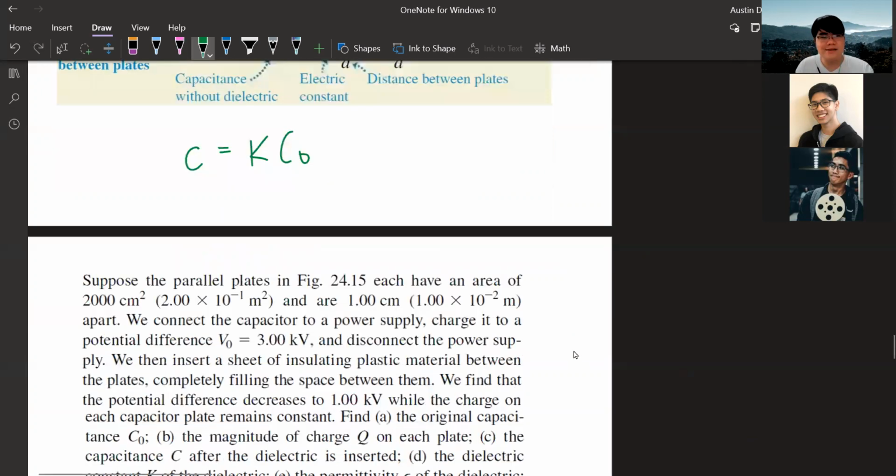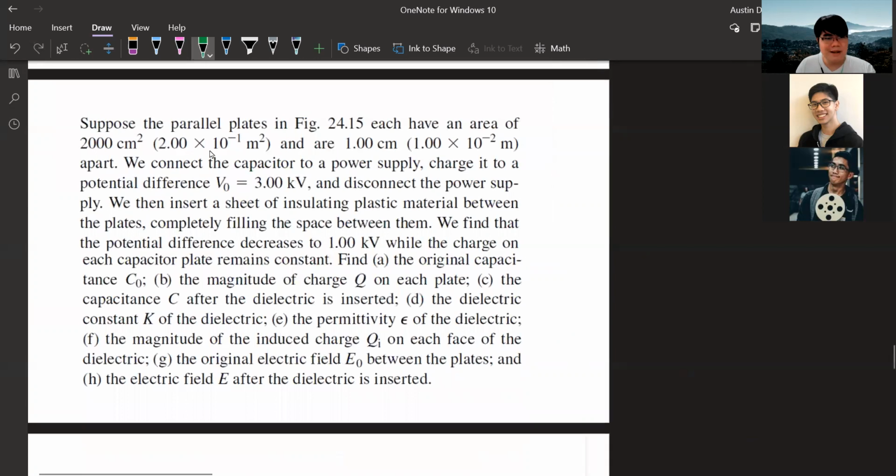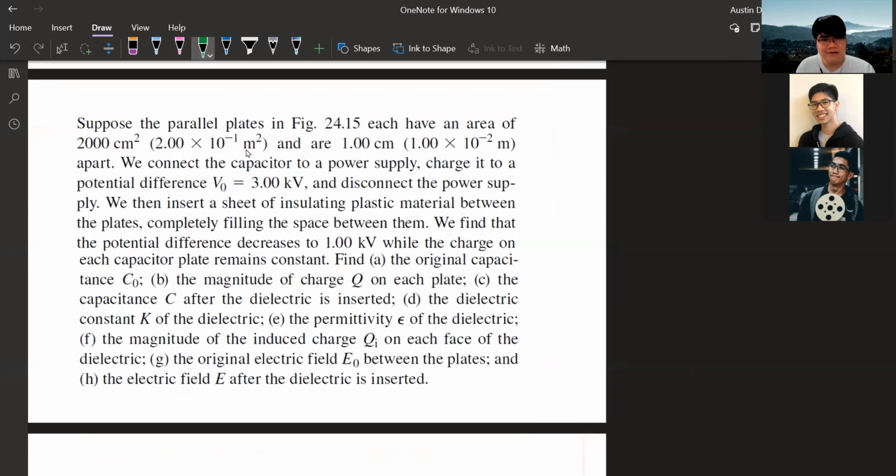Let's try an example, a very long example. So hanggang H yung tanong niya. Ang daming tanong, di ba? Meron kang parallel plate capacitor daw. Meron siyang area ng 2,000 square centimeters. So, pinonvert niya na lang buti naman. And then, yung distance between the plates would be a centimeter. Converted na din naman.